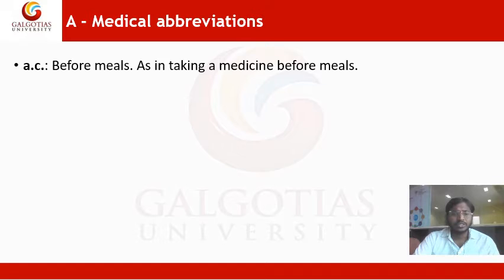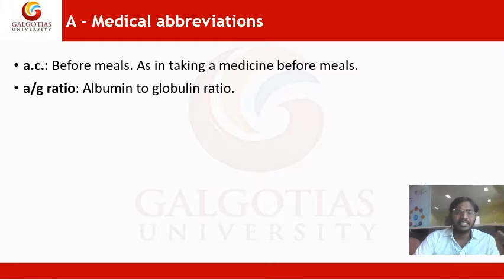Even in pharmacy companies, the same coding is used. Who are making the tablet? They mention it on the back side of the sheet, like A.C. And next one, A by G ratio, albumin and globulin ratio. For the albumin and globulin ratio, we take the albumin result and the globulin result, and divide them. We will get it.